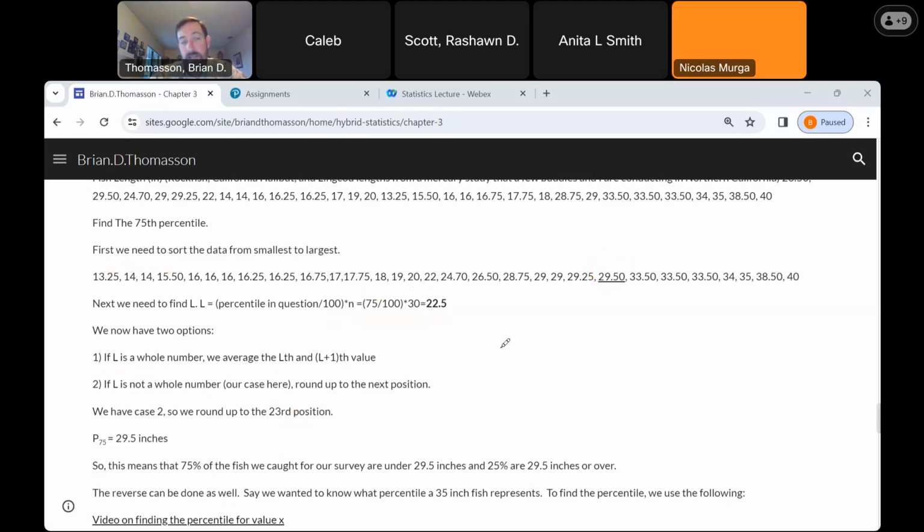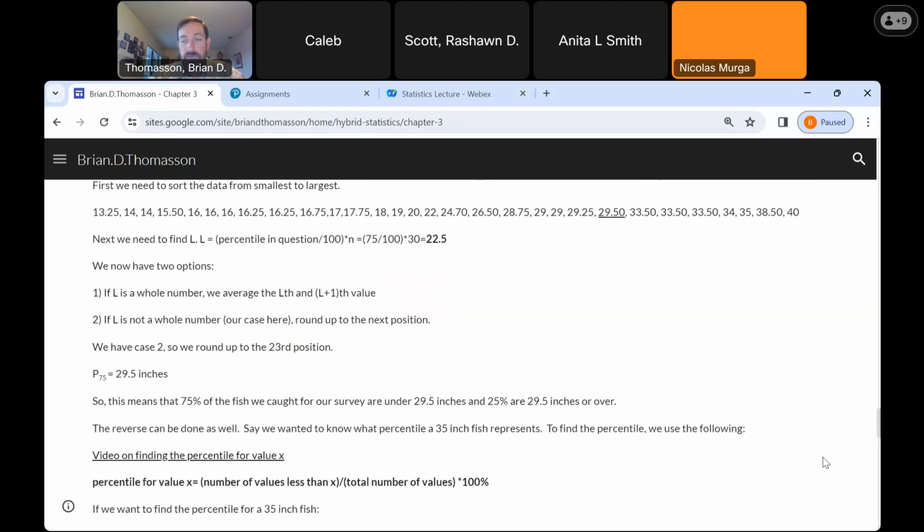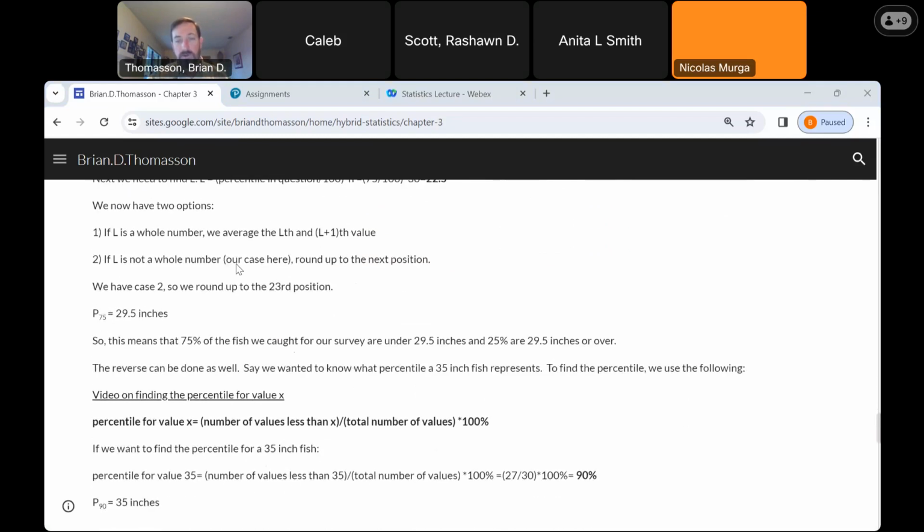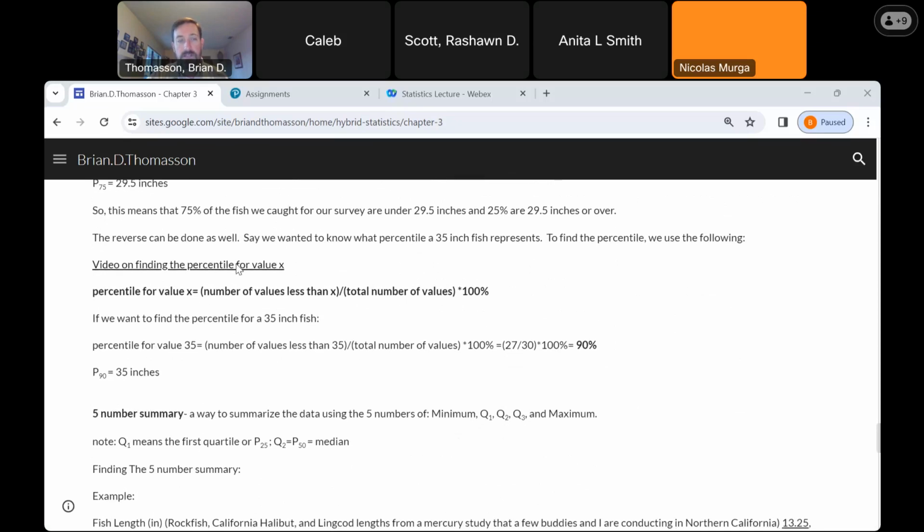Now we can do that in the opposite direction as well. So if we catch a certain size fish and we want to know what percentile that is, we can do it the other way. In this case, what we just did is we were given the percentile and we had to find the value of the fish. But if we're given the value of the fish, we can also find the percentile. So in other words, going backwards, right? So let's see how we do that.